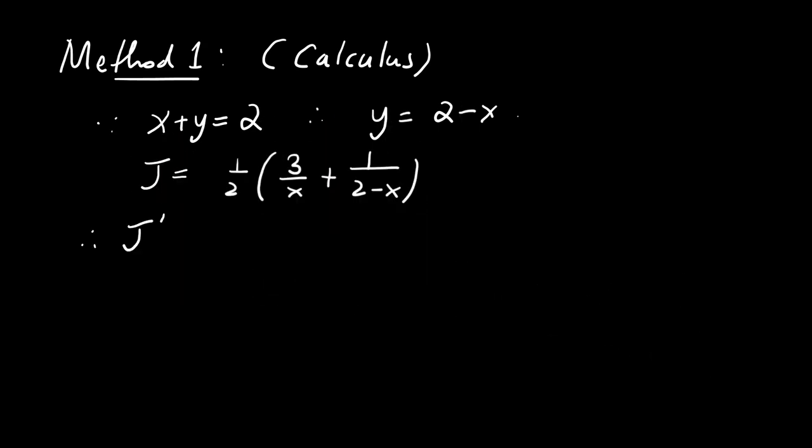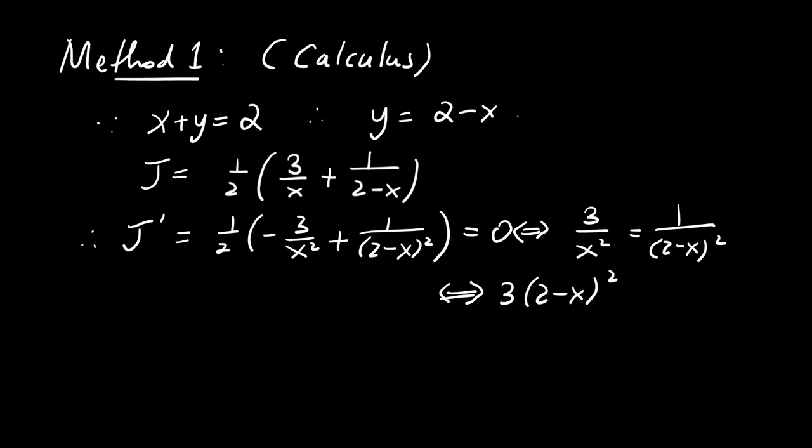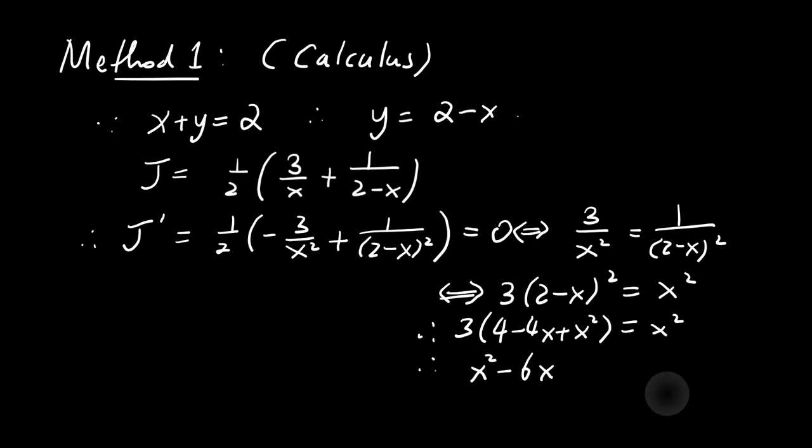Now, to find the minimum value of j, we can differentiate this expression with respect to x. We set the derivative equal to 0 and solve for x. Solving this equation, we find that x equals 3 minus the square root of 3.